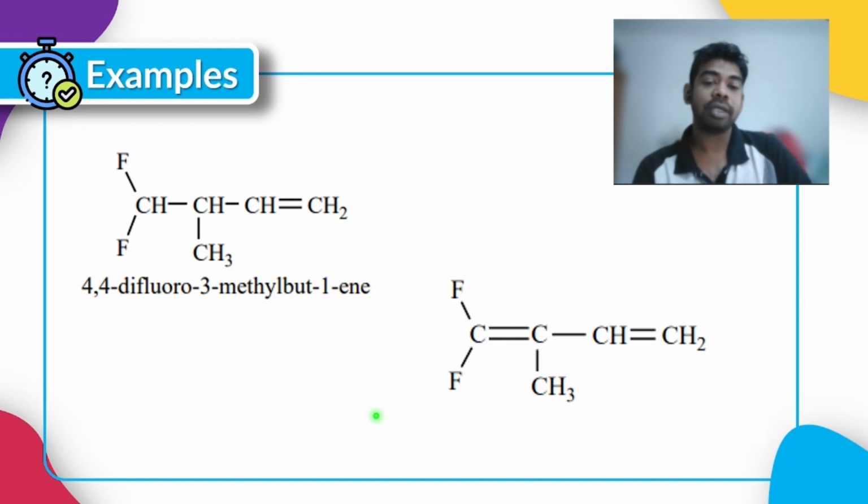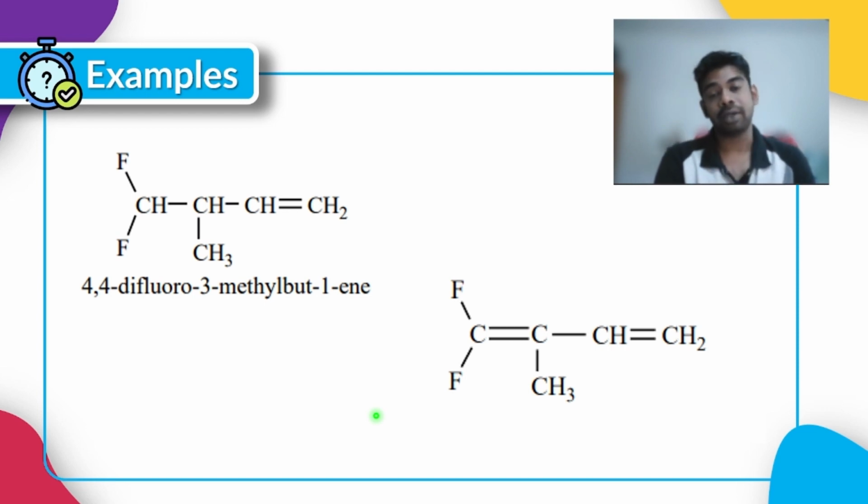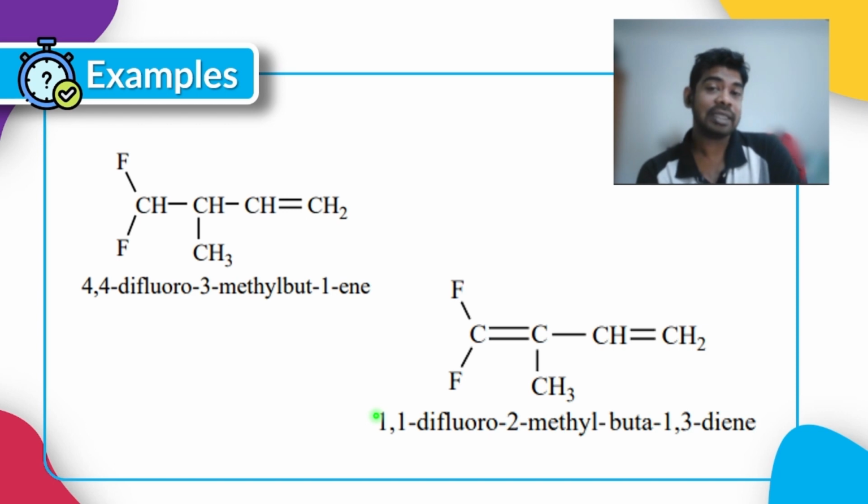Now use the same knowledge to write down the name of the second one, right? So pause the video and try it out. If you have already tried it out, what you have to do is number it again, and you have two choices.